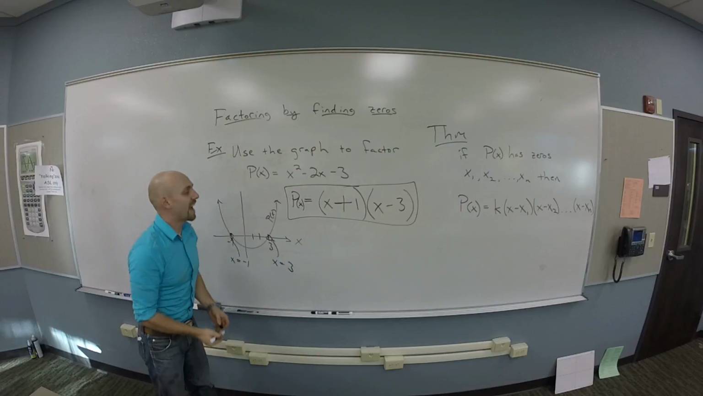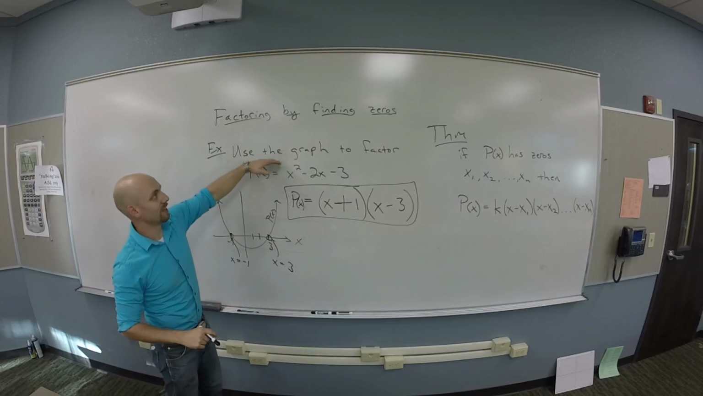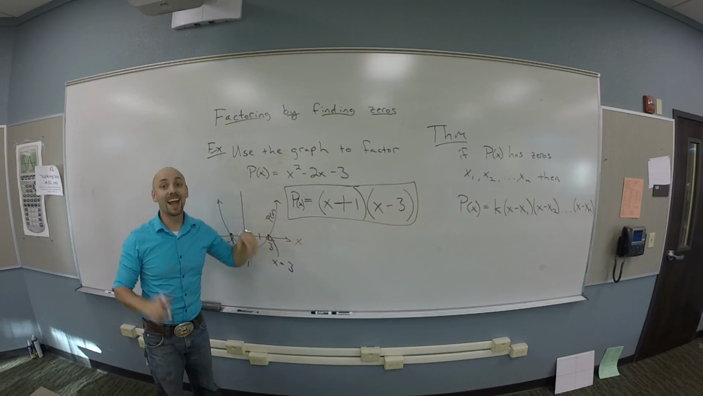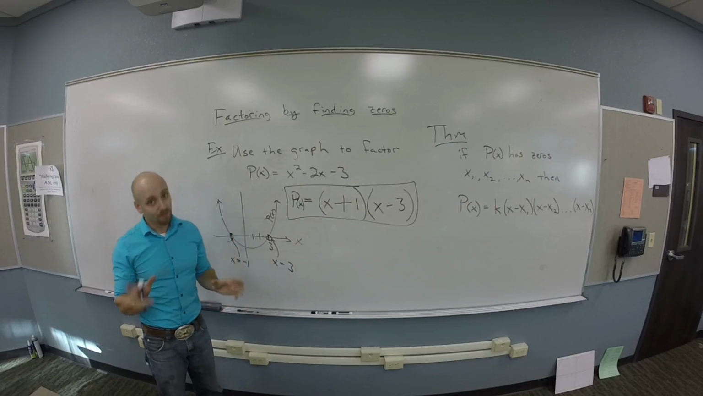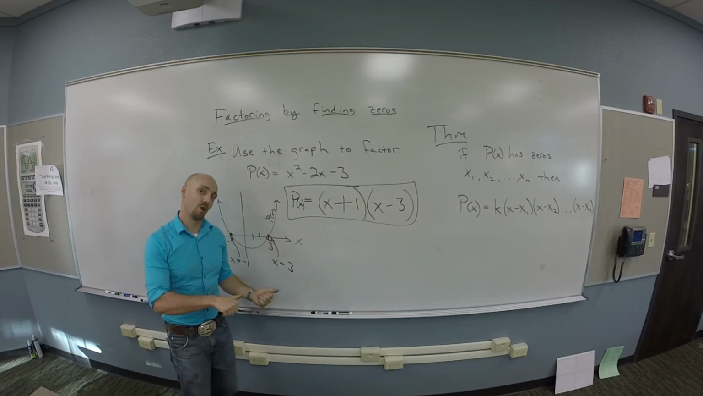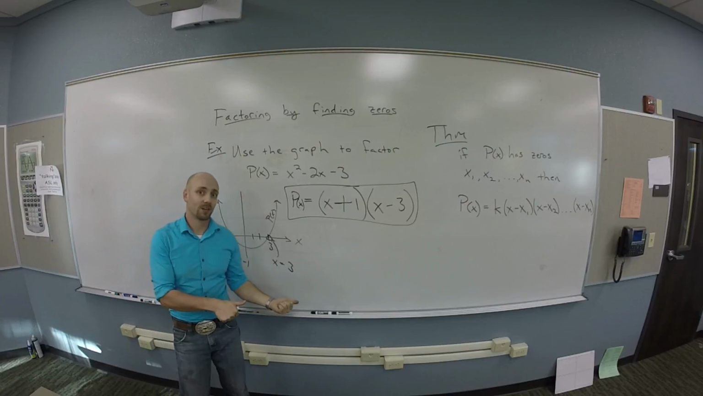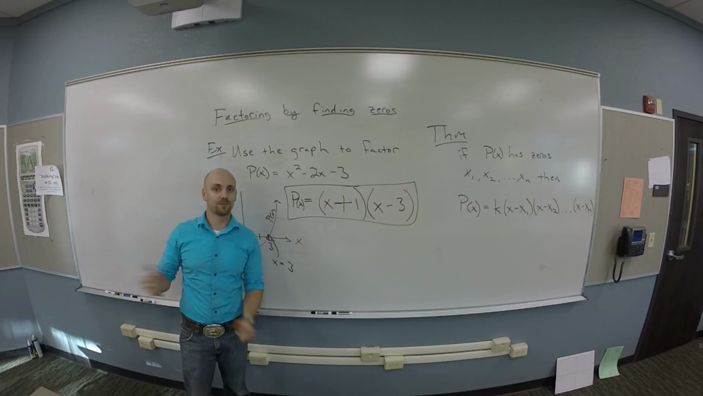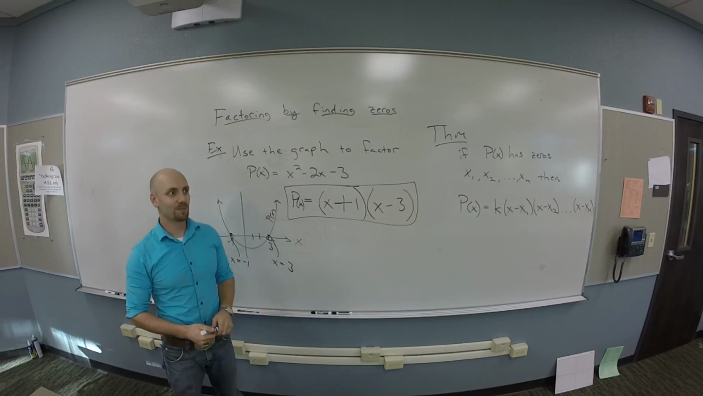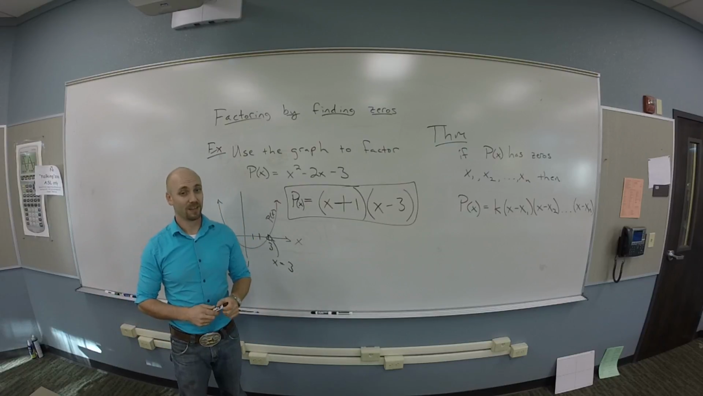So factoring is a way to give me zeros, and zeros are a way to give me factoring. Sometimes I'll want to go from factors to zeros, and sometimes I'll want to go from zeros to factors. It really depends what you're doing, okay?